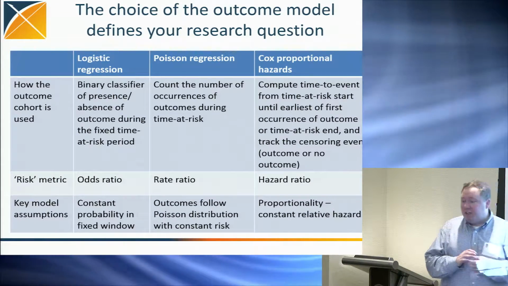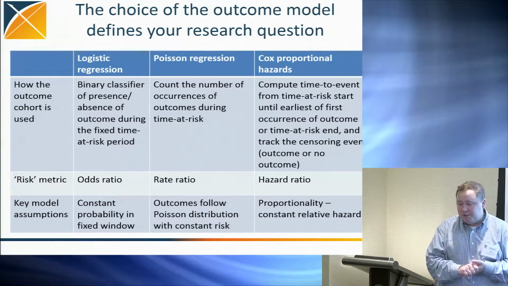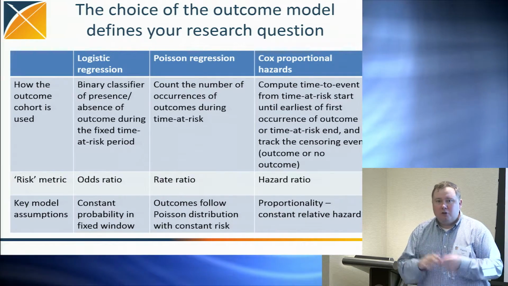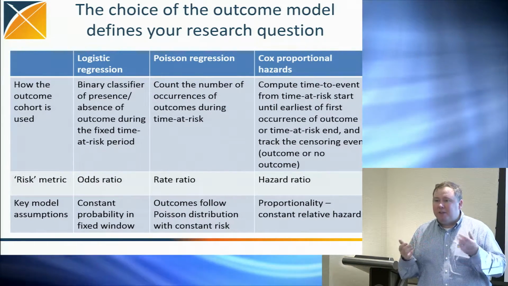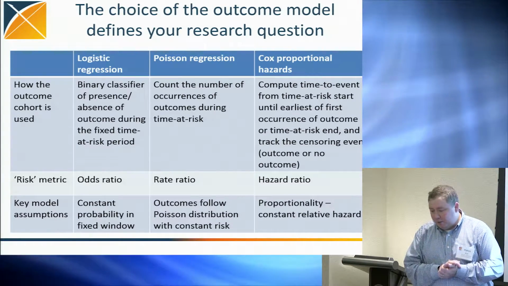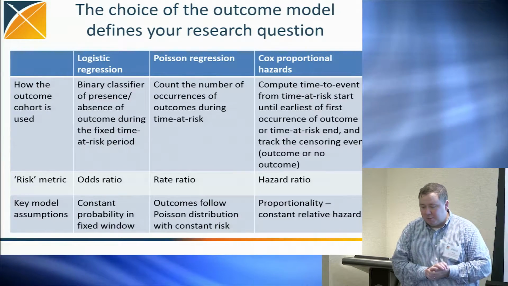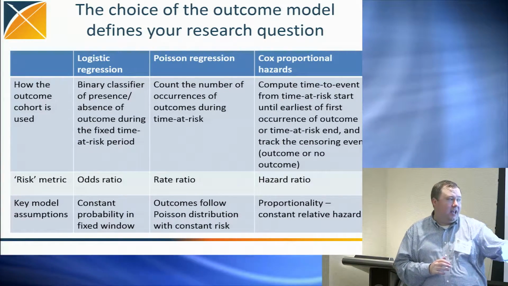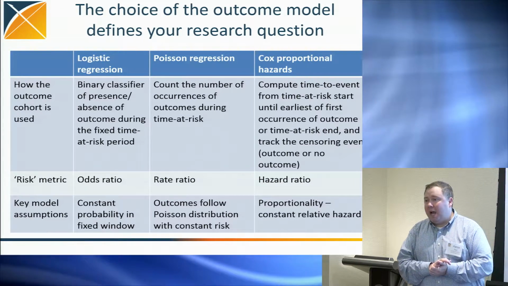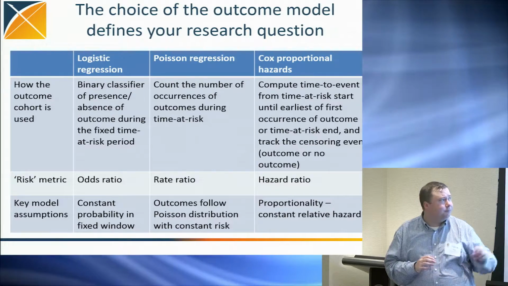The last model is a Cox proportional hazard model. Here what we're doing is we're computing the time to event during your time at risk window. We're tracking censoring events, so someone might leave during their time at risk. In this context, the key metric that you're going to get out of a Cox proportional hazard model is a hazard ratio. And there is an assumption here being made about proportionality that you have to pay attention to make sure these groups are adequately represented.